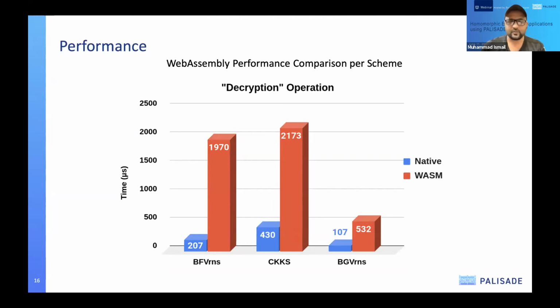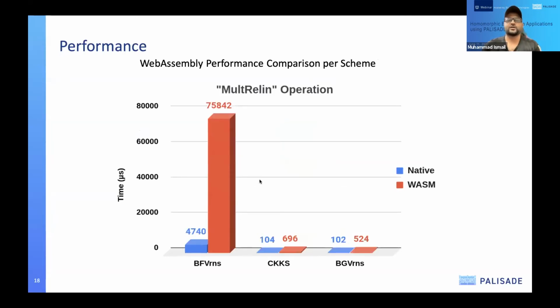And then this is the add operation, so a similar situation. But when we look at relinearization, CKKS and BGVRNS are actually almost 5x or 6x. And BFVRNS is not yet optimized for mult or rotation operation. So its slowdown is way larger than the other schemes.